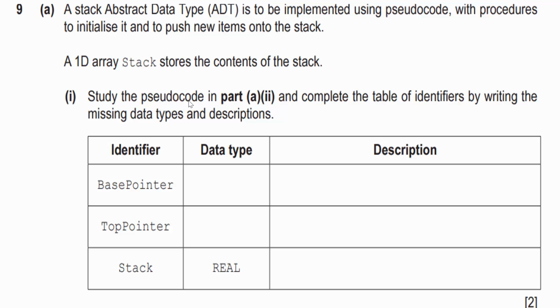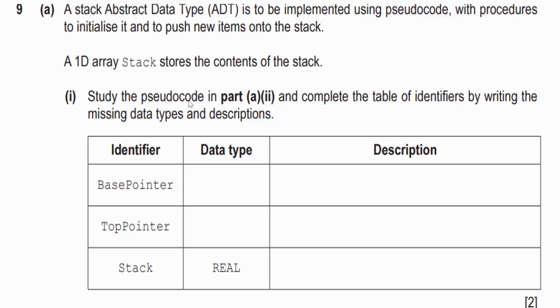So it says a stack, an abstract data type, is to be implemented using pseudocode with procedures to initialize it and push new items onto the stack. A 1D array stack stores the contents of the stack. So it says study the pseudocode in part A2 and complete the table of identifiers by writing the missing data types and descriptions. You should know right away the difference between a base pointer and a top pointer without having to look at the pseudocode for a stack.